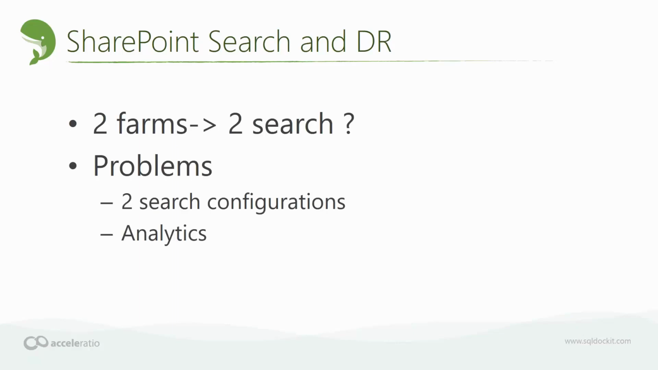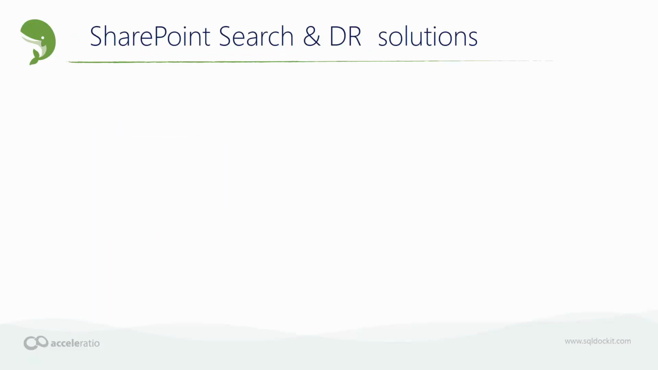Well, you need to define your search architecture. One search architecture, the one that my current customer has adopted, is 2 farms, 2 search service applications that crawl in parallel, right? That works. The thing is, there are two main issues with that. If you define a new result source in farm A, you need to define it in farm 2 because it's not synchronized, right? You can do that by using PowerShell, but you need to run the PowerShell on the 2 farms. That's easy. But the second aspect is a bit more complicated because let's take the analytics.